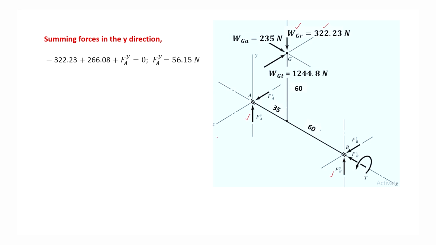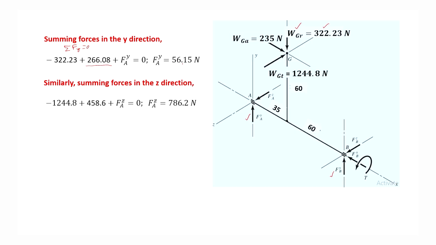FBY we have just determined, which is 266.08. So, plus FAY is equal to 0. That means summation of all forces in the direction of y should be 0. It provides us the FAY is equal to 56.15 Newton.